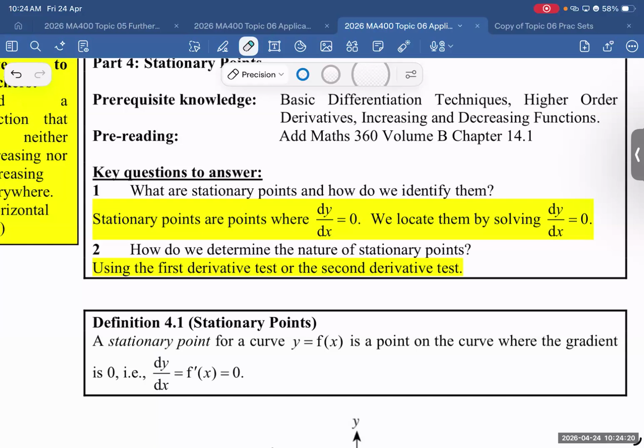Explain slowly what's the first or second derivative test. Okay, but you must give me time. You must be patient, and you must listen, because it's not easy. Conceptually, you need to think.